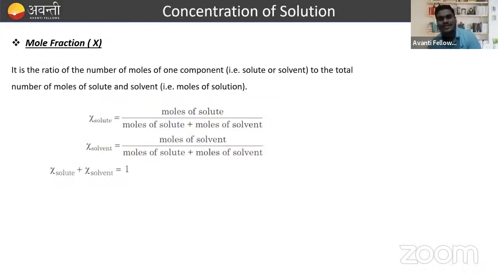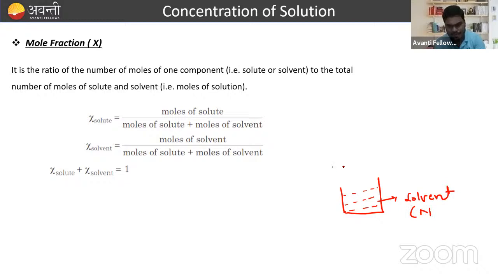Now, the next one, and this one is also very, very important, that is mole fraction. So what is this mole fraction? So let's understand mole fraction with a simple example, right? Now, for example, this is the solvent, right? This is a solvent. So let's denote the mole of the solvent through capital N. And this is solute. So we add some substance. So number of mole of solute is n.